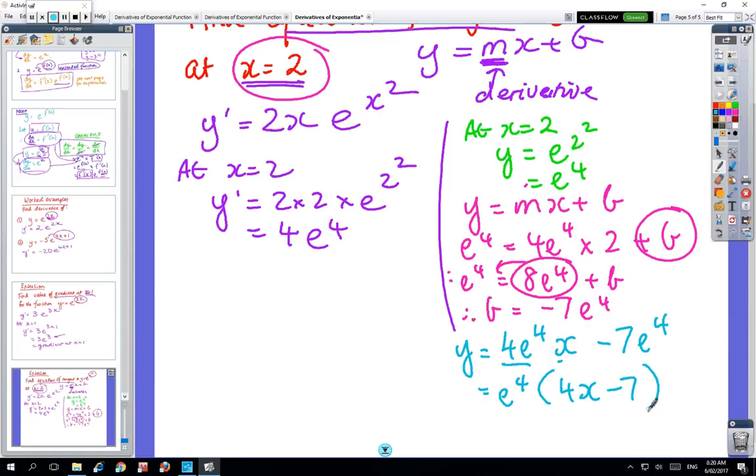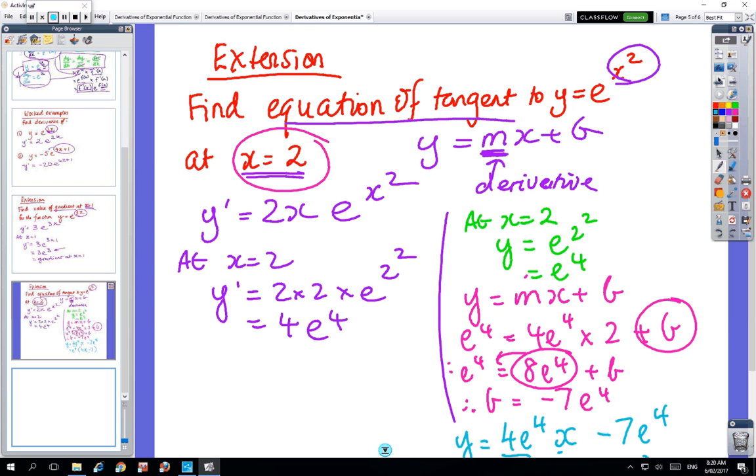Okay, and that's useful if you're trying to sketch it, or find the x-intercepts or the y-intercepts of the gradients. And I think that's the last slide. Okay, so have a copy of that.